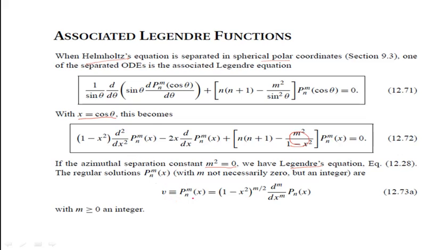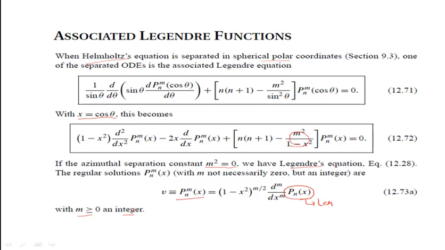Now the associated Legendre functions or polynomials are the solutions of this differential equation, and that function will be Pn^m(x) equal to (1 minus x squared) raised to m by 2 times d raised to m by dx raised to m of Pn(x). Here, what is Pn(x)? Pn(x) is our Legendre function. Legendre function along with these factors gives the associated Legendre functions, and m is greater than or equal to 0 and an integer.